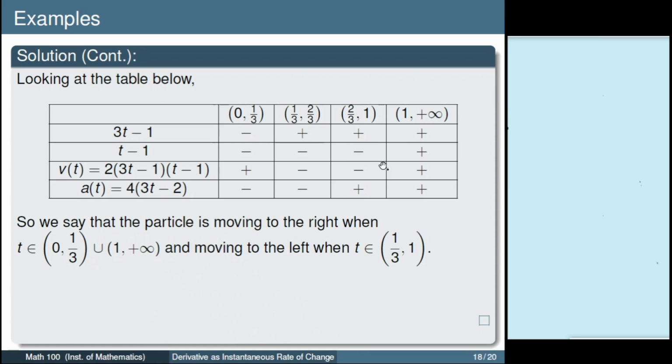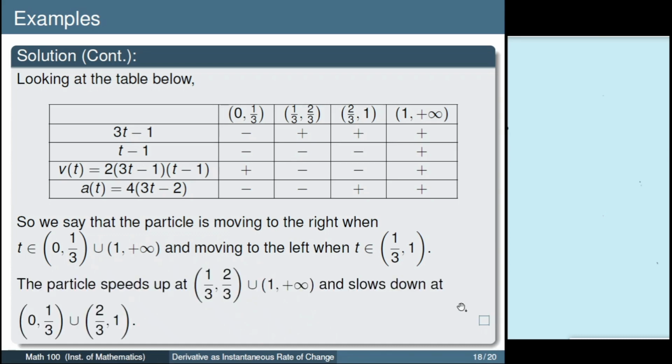Tapos, kailan naman siya nag-speed up at nag-slow down? So, katulad nga sinabi ko kanina, nag-speed up siya kapag same ang sign ng v of t at a of t. So, let's look at the last two rows. So, ito yun, no? Yung isa, kasi parehong negative. Tapos, ito yung isa, dahil parehong positive. Therefore, the particle speeds up at the interval 1/3 to 2/3, union, this part, 1 to infinity, and slows down otherwise. So, at 0 to 1/3, positive, negative kasi siya, different. And at 2/3 to 1, negative, positive kasi siya. Okay?